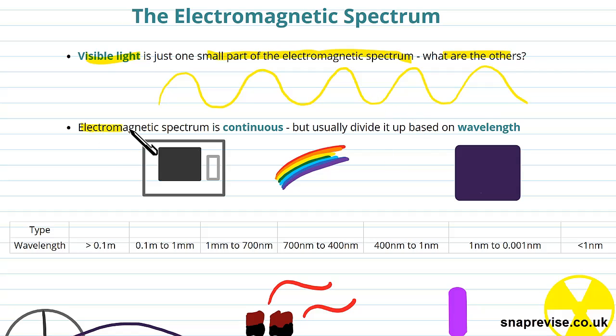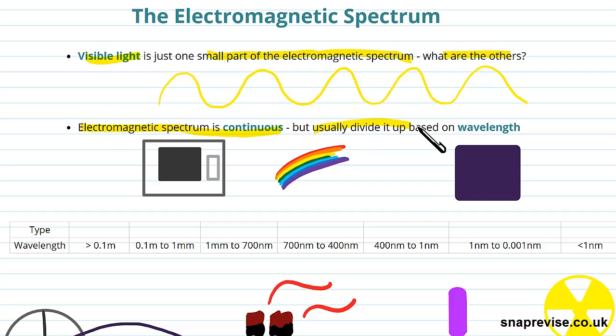So the electromagnetic spectrum is continuous. By that I mean that any wavelength possible, you can have electromagnetic radiation with that wavelength. There's no forbidden wavelengths, all are acceptable. So from 0 all the way up to as long as you'd like.